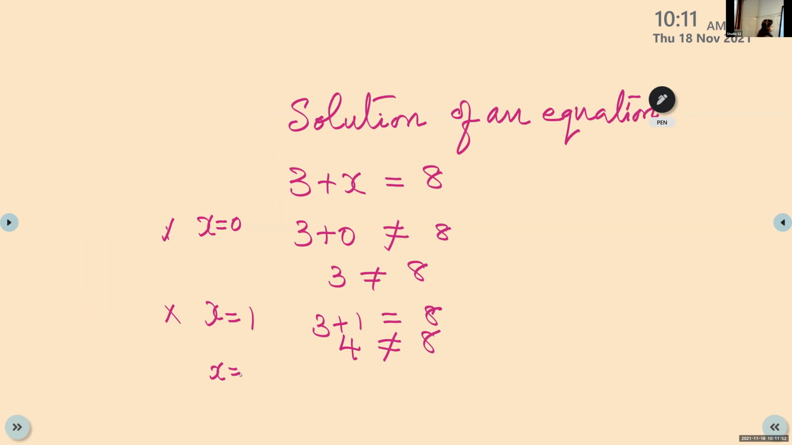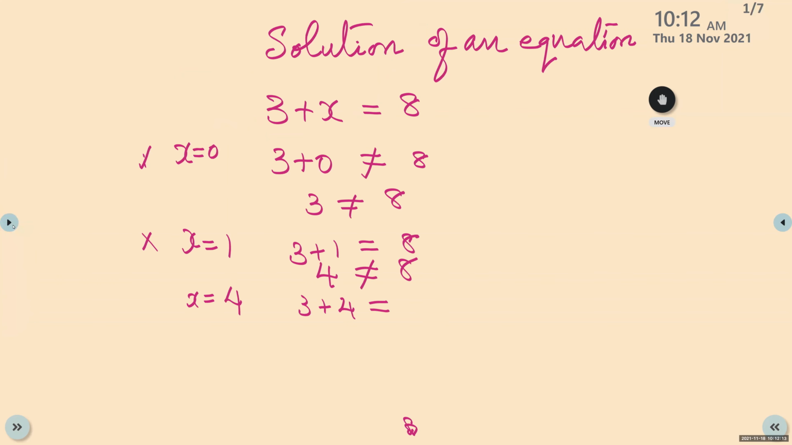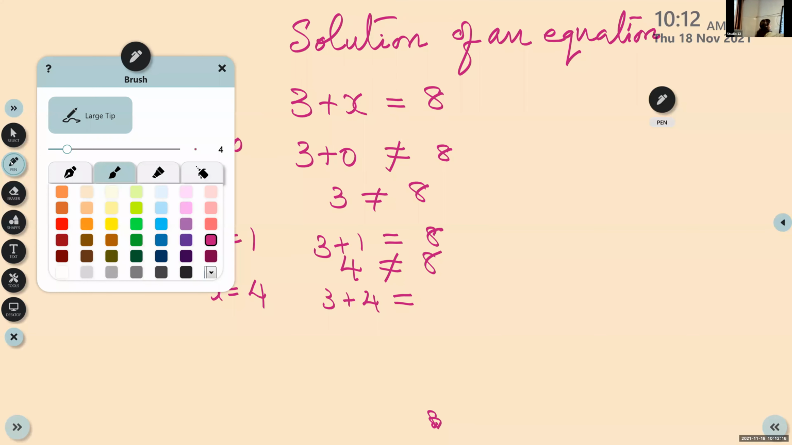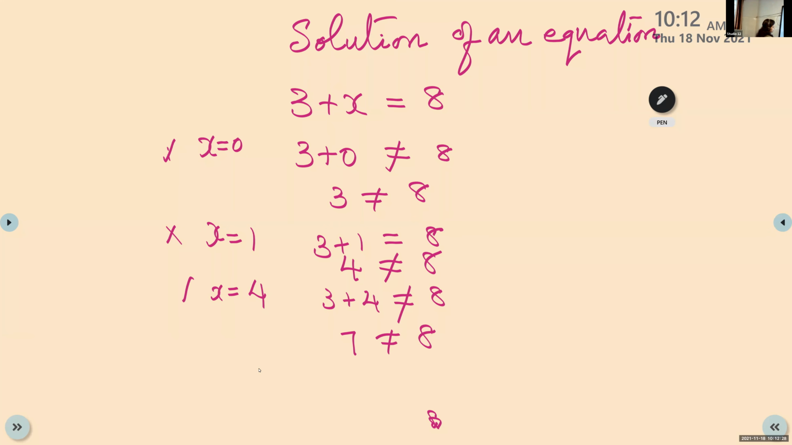Next, x is equal to 2 or 3. We can take any value. We can take x is equal to 4. So, 3 plus 4. Is it correct? No. That is not correct, isn't it? 7 is not equal to 8. So that is also wrong. Now we will check with the next number. Next number we'll put x is equal to 5. And we will check 3 plus 5. Is it equal to 8? Yes. We'll get 8 is equal to 8.